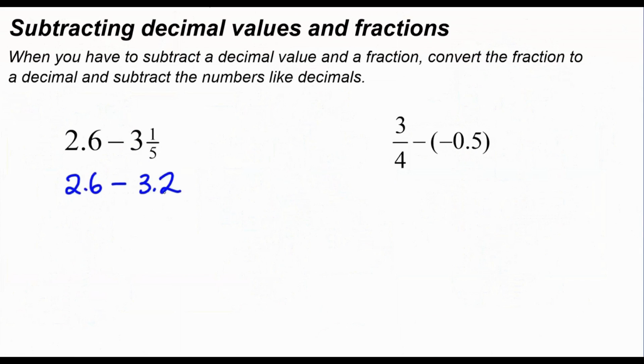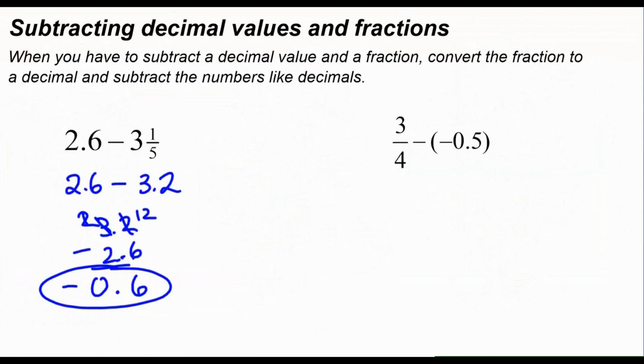And I'm going to end up negative. So these are going to be canceling each other out here. So 3.2 minus 2.6 gives me 0.6. That's going to be negative 0.6.